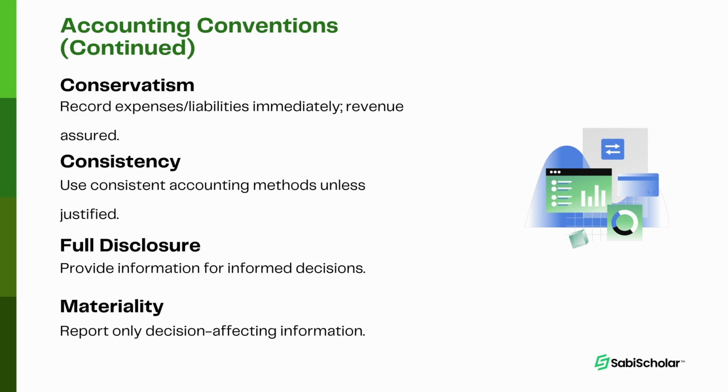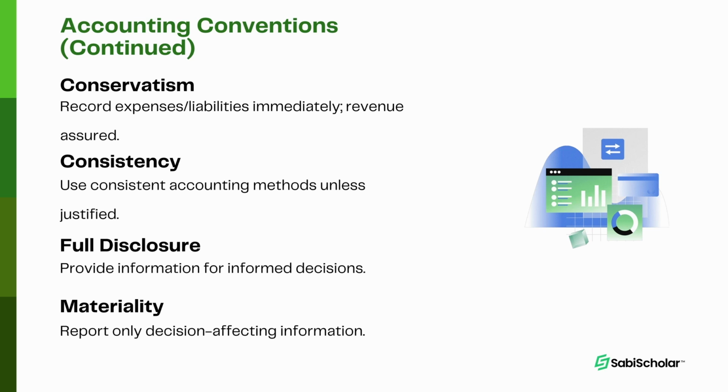So only when they assure you of the revenue, or when you're certain that this revenue is coming in, that is when you should record it. Now, consistency: use the same accounting method from period to period unless a change is justified. I had said that earlier. Full disclosure: provide all necessary information so that stakeholders can make informed decisions. Do not hide anything from the stakeholders.